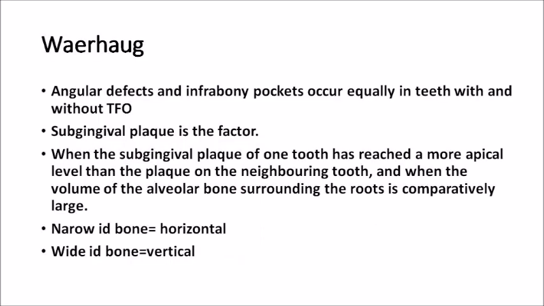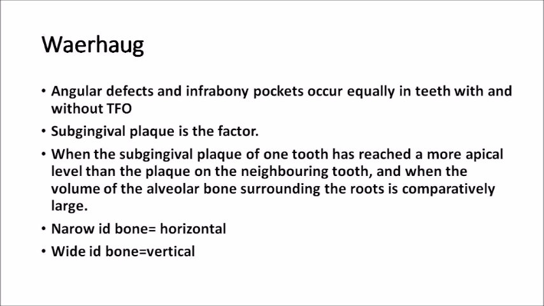According to Verhoek, it is not due to trauma from occlusion that the angular bone loss is happening. He says angular defects and intra-bony pockets occur equally in teeth with and without TFO. So he studied many teeth with TFO and without TFO, and he found that angular bone loss was present in both the teeth. So he attributed subgingival plaque as the factor causing vertical bone loss. According to Glickman, trauma from occlusion was the predominant cause of angular or vertical bone loss.